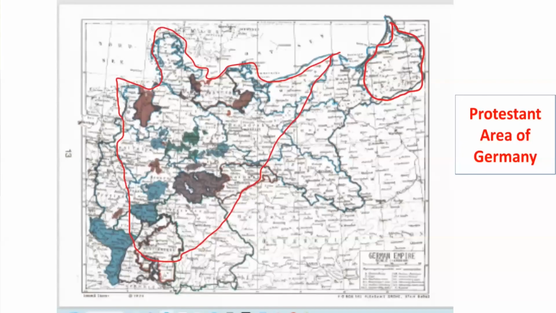Between 1500 and 1600, Lutheranism had become the dominant religion in Scandinavia and the areas of Germany outlined in red on the following map. This resulted in disunity and conflicts between the two religions.